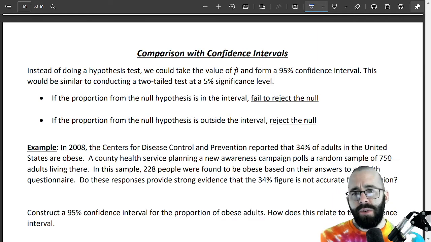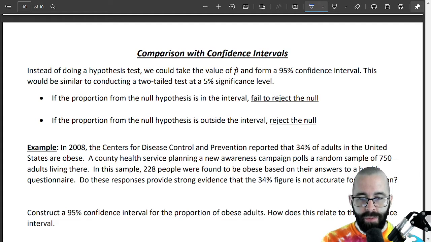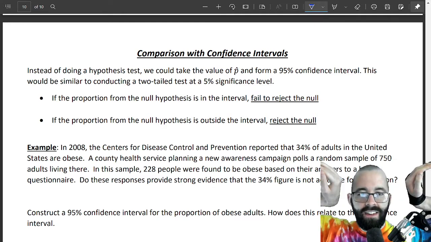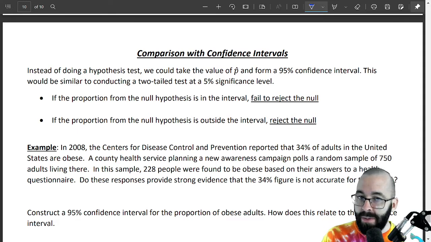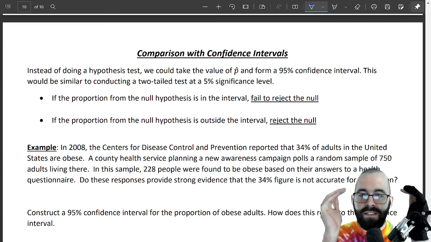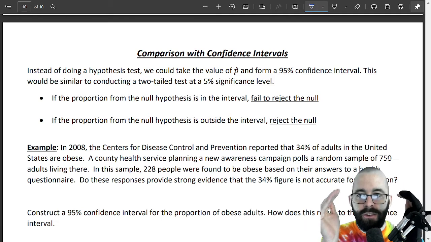And so instead of doing a hypothesis test, we could do something very similar. We could take our p hat and make a 95% confidence interval with p hat. This is very, very similar to conducting a two-tailed test at a 5% significance level. 95% inside, 5% outside. All right. So remember, a 95% confidence interval means there's a 95% chance that the true population proportion is in the interval.